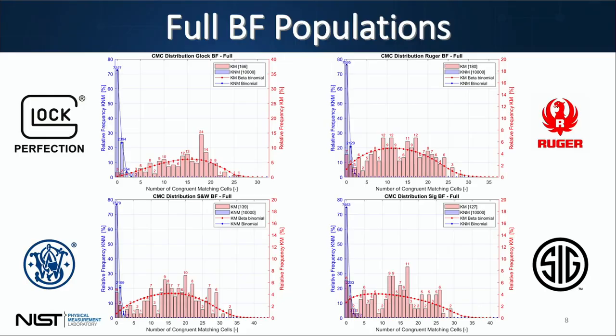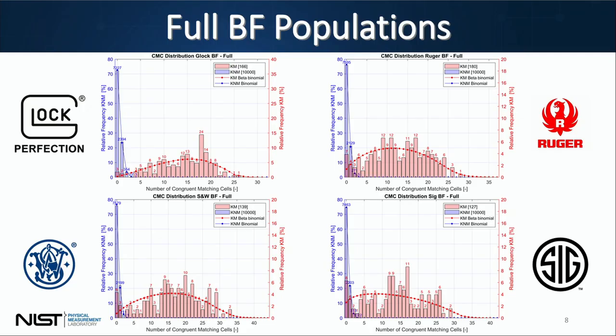So here's a quick preview of the four different populations and their known matching and known non-matching comparisons. Anytime you see a red distribution or red histogram, those are known matching comparisons. Blues are the known non-matching. Within this study, in every population, we calculated all the available known matching comparisons. For example, Glocks have 166 known matching scores, Rugers have 180, Smith & Wesson has 139, and SIG has 127. For each population, we also calculated a total of 10,000 known non-matching comparisons.